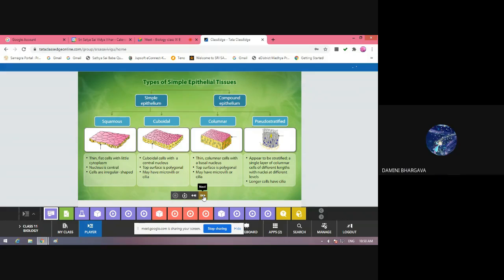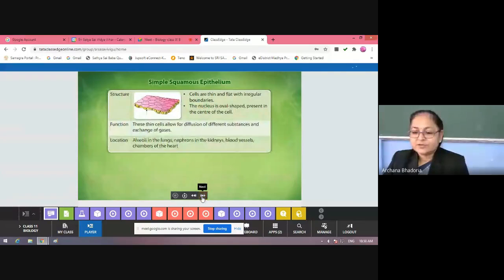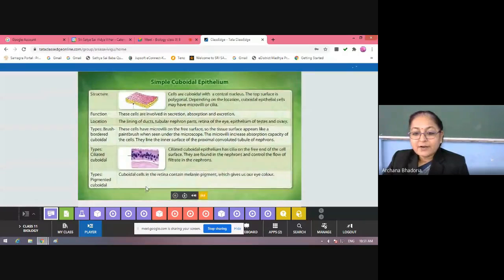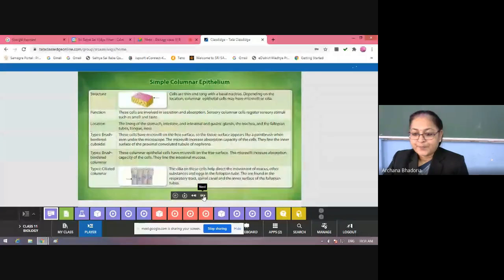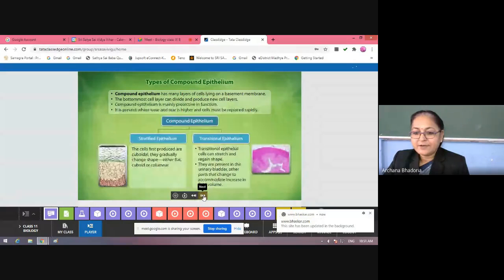Now, where they are found, I will leave it to you, children. You will read the textbook and write down where the squamous epithelium is found in the body, where cuboidal, where columnar, and where pseudostratified. Is it clear? You will get this written in the textbook. The squamous one, because it is thin, is found in the alveoli of the lungs, the nephron in the kidney, blood vessels, and chambers of the heart. Then the cuboidal one is found in the lining of the ducts, tubular nephron parts, retina of the eye, and epithelium of the testes. So I leave it to you. You will read the textbook and try to note down where these are found.